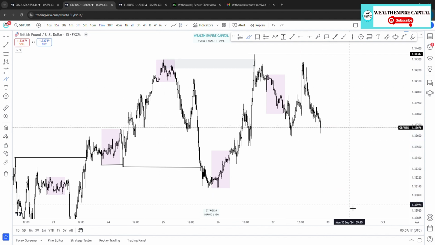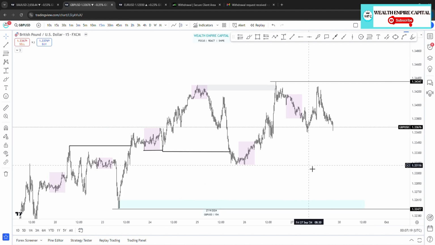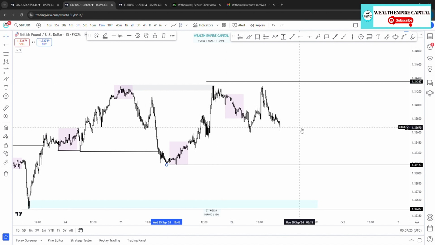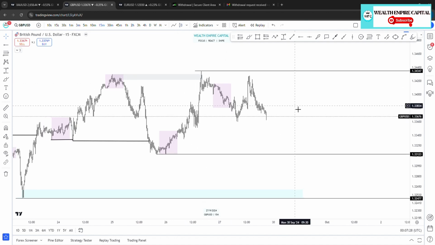Super simple. So currently, because we've taken out this high with a wick, I'm also going to focus on this low to this high. So this is where we'll start building our story. Now in here, this is what I'm expecting.